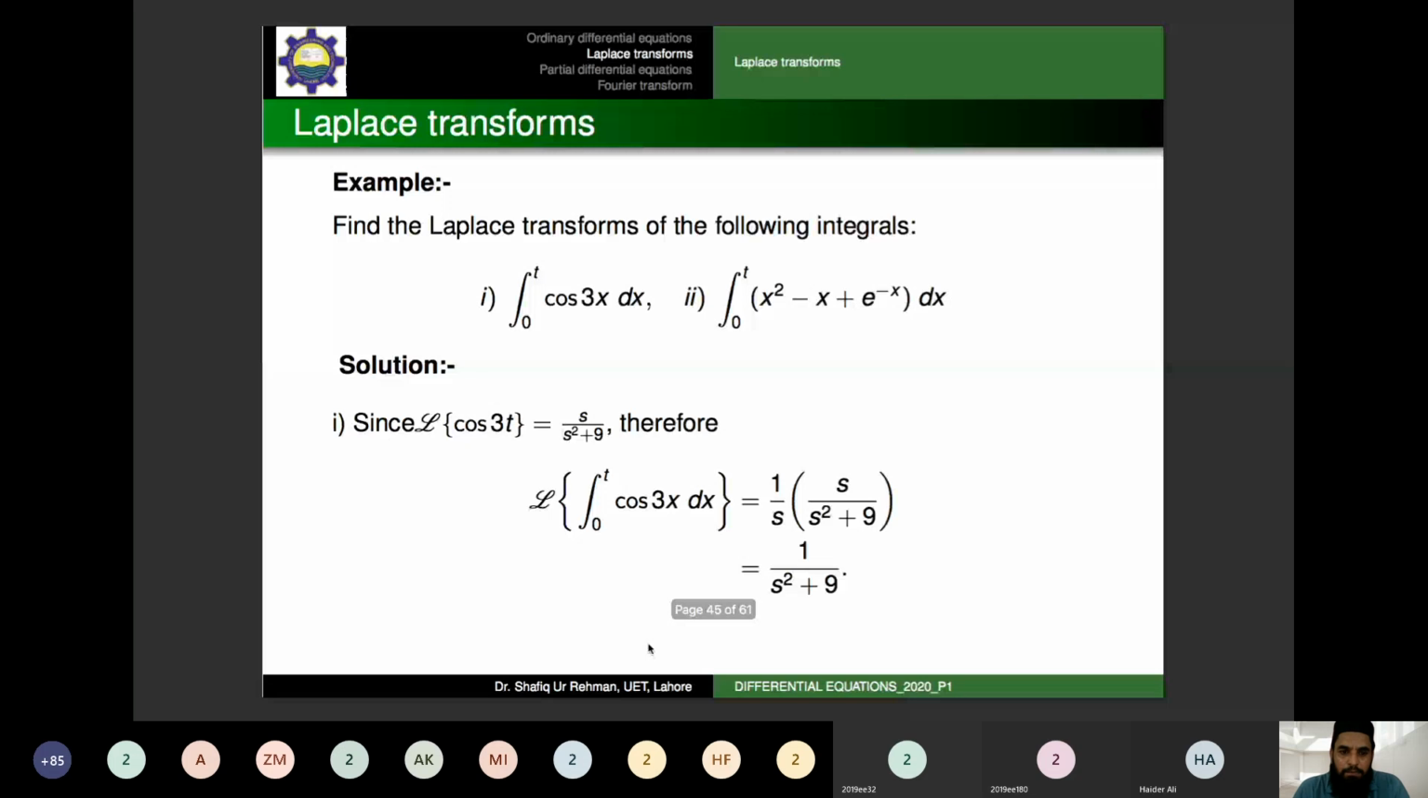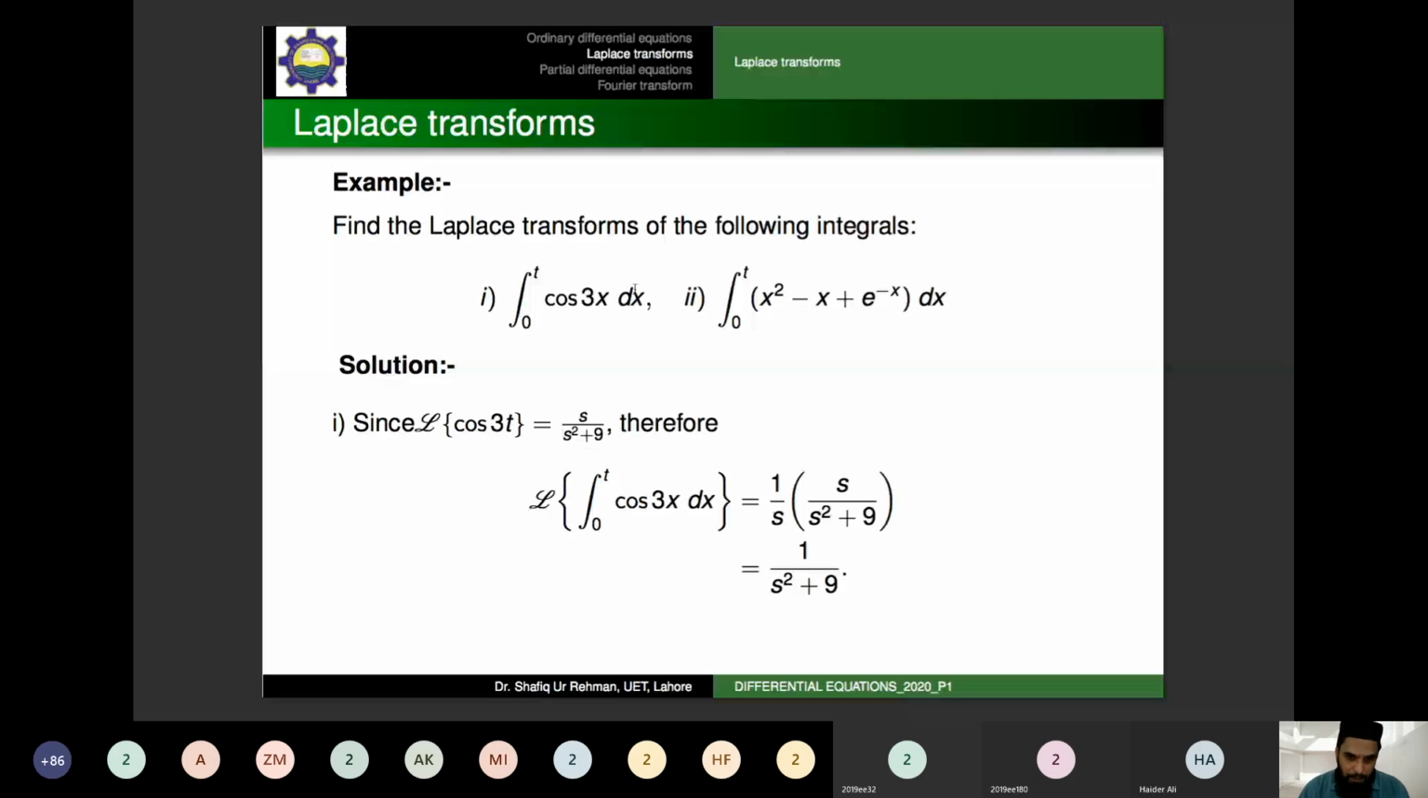For example, we are interested to find Laplace transforms of the following integrals. The prerequisite is that we should know the Laplace transform of the integrand. So here, f of t is basically cosine of 3t. From the previous table, we know the Laplace transform of cosine of at is s upon s square plus a square, the generalized formula. A is going to be 3 here. So this is s upon s square plus 3 square, meaning 9.